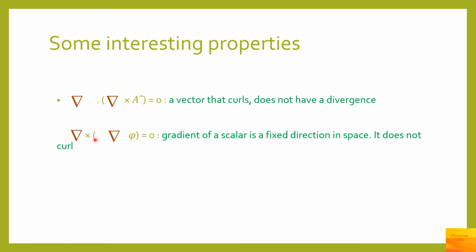Here now del cross del phi, that is the curl of gradient, is 0. A gradient of a scalar is fixed. It is a fixed direction in space. That means it is not rotating, so it does not curl. So hence del cross del phi is 0.